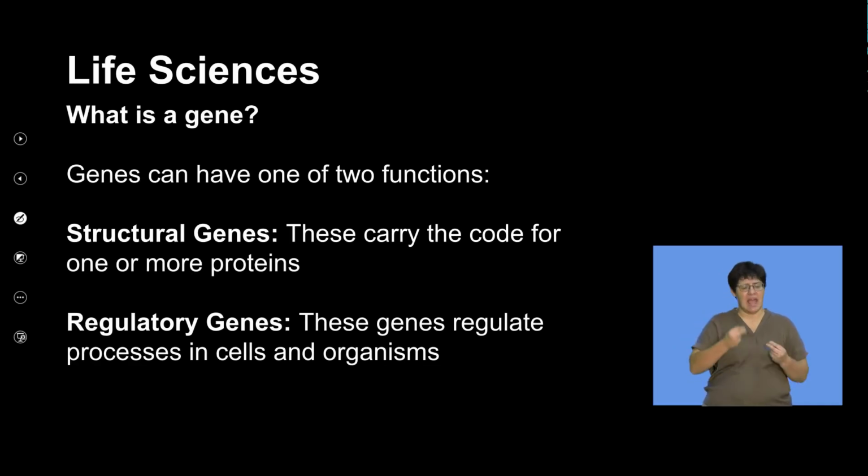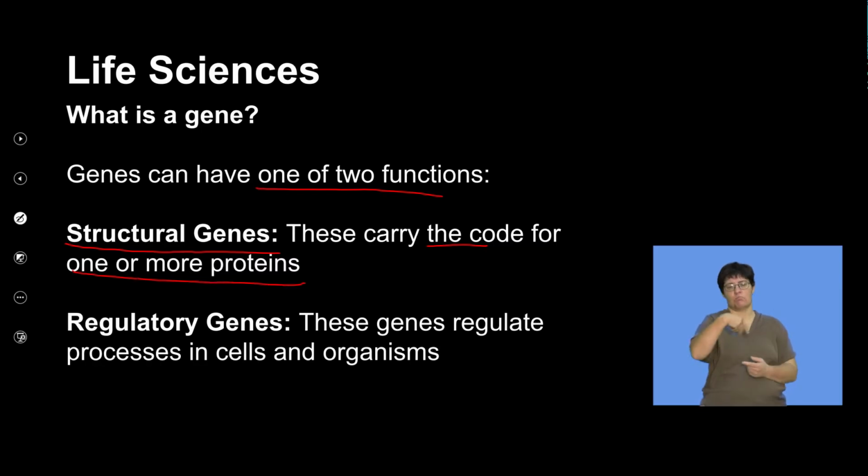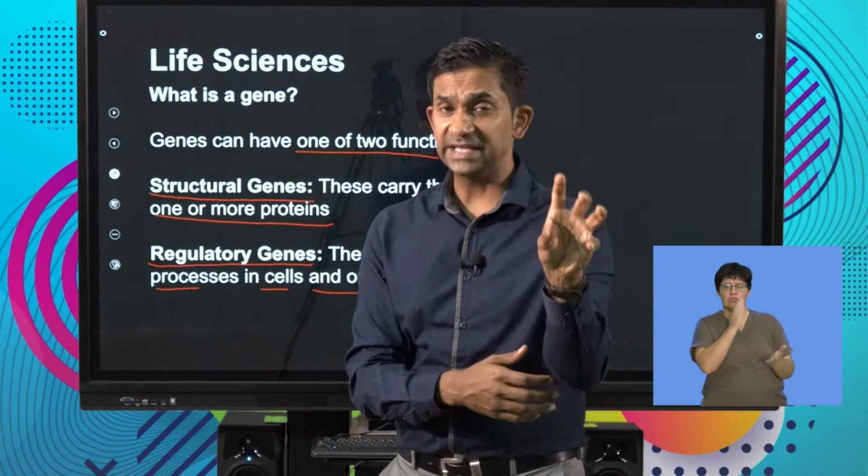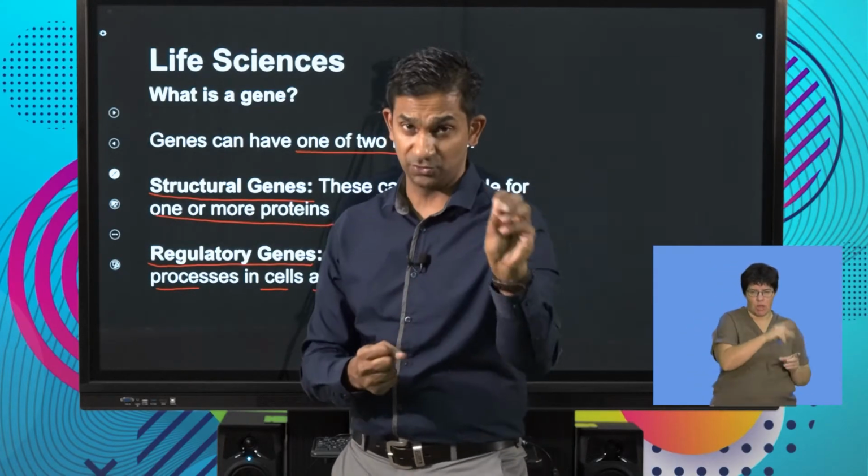So genes can have one of two functions, guys. When we talk about structural genes, these carry the code for one or more proteins. So these genes basically produce proteins. But we also have regulatory genes. And these are genes that regulate processes in cells and organisms. So broadly classifying genes, we have, as I mentioned, structural genes that code for making specific characteristics of proteins.